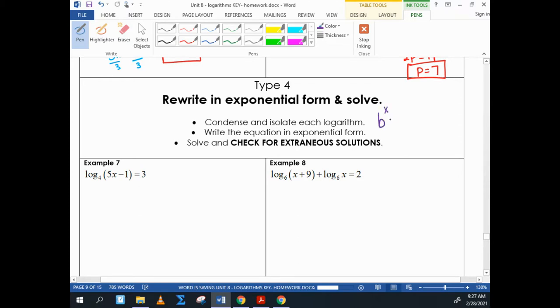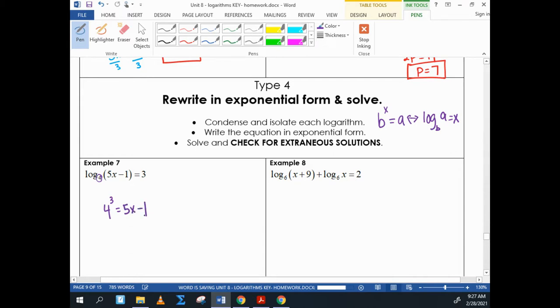B to the x power is equal to a. That can go to logarithmic form as the log base b of a is equal to x. So we're actually going to be working this way this time. So we're going to identify our base and raise that to the other side power. So base to the other side power, so our third power, and that's equal to this 5x minus 1.